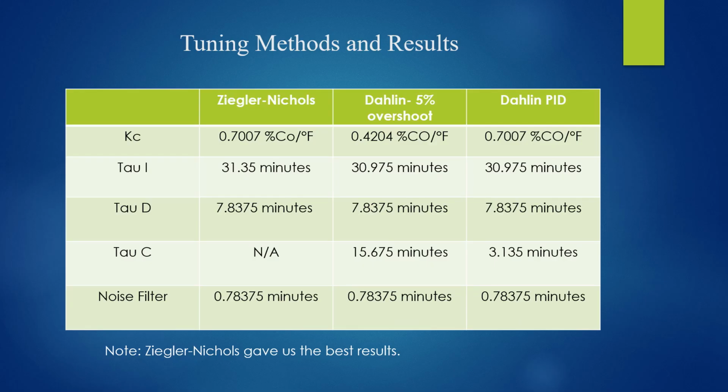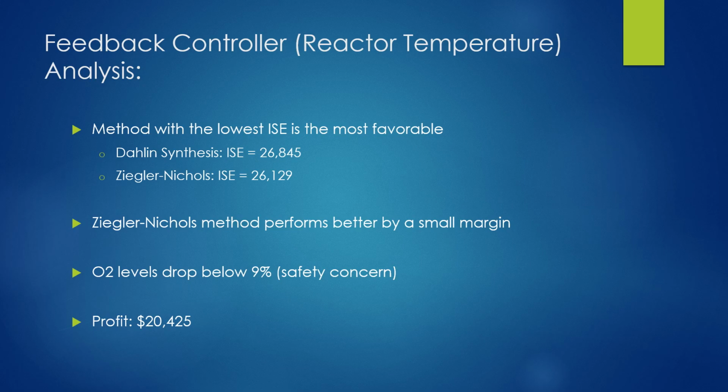Here we can see a table with the results for the three tuning methods: Ziegler-Nichols, Dahlin 5% overshoot, and Dahlin PID. Once the values for each method were found, the integral squared error method was used. This method represents the deviation from the final steady state value in the process, and in this case, the Ziegler-Nichols method was chosen due to a smaller ISE value, but by a small amount compared to the Dahlin synthesis method.